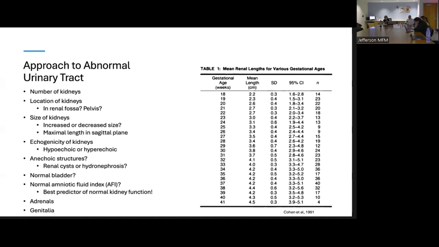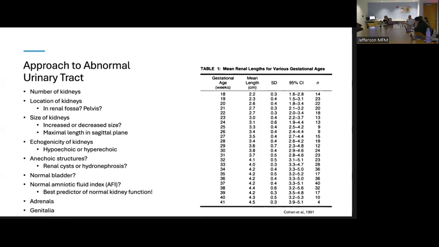When we are talking about approaching the urinary tract, you want to focus on the number of kidneys that you're seeing, the location of the kidneys. Are they in the renal fossa? Are they in the pelvis? The size of the kidneys, are they increased or decreased in size? We're using a maximal length in the sagittal plane. I think we have this hanging up in the ultrasound unit. I'm pretty sure it's the one that we use, but it's a very well-established chart to refer to as far as kidney size based on gestational age.